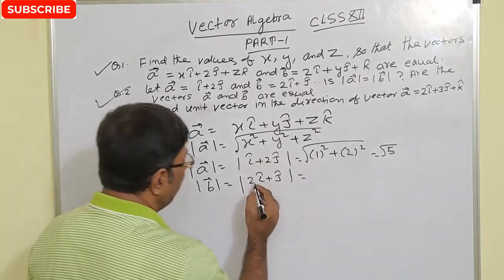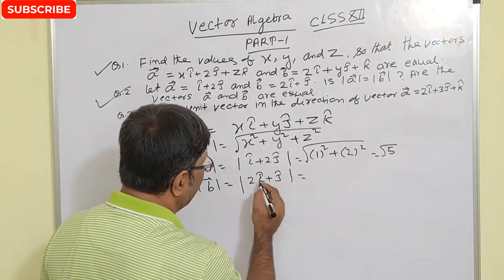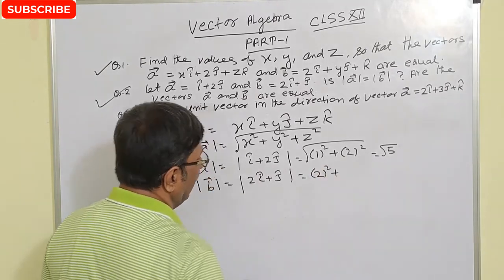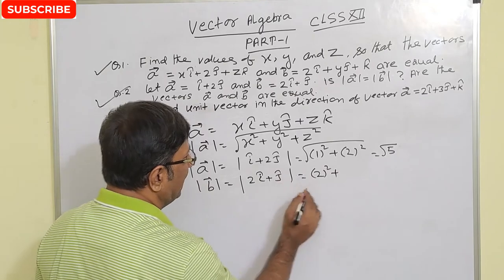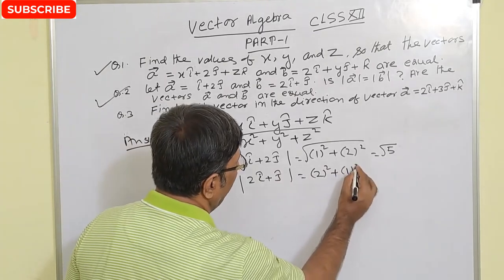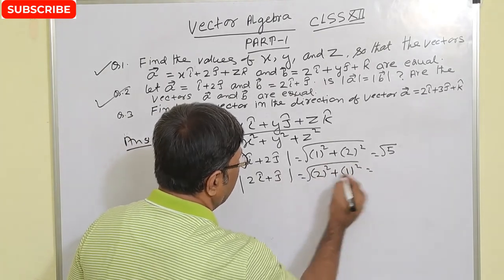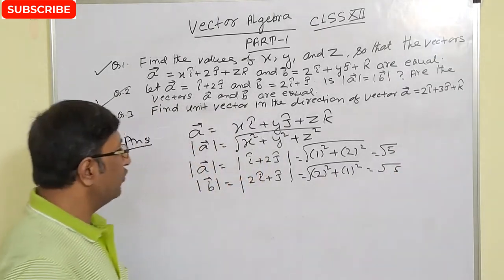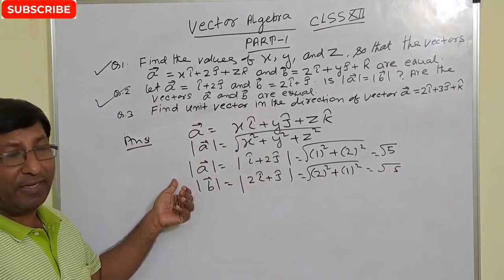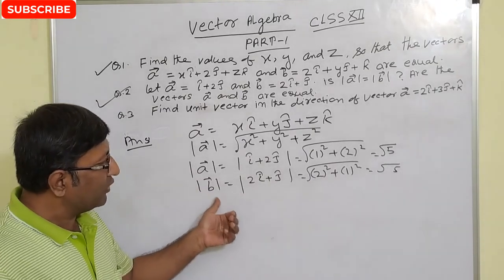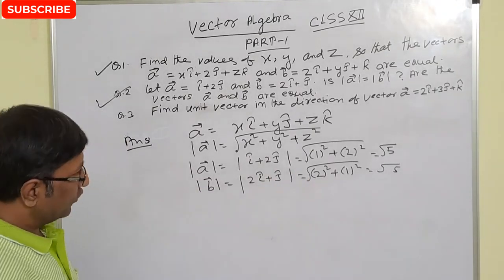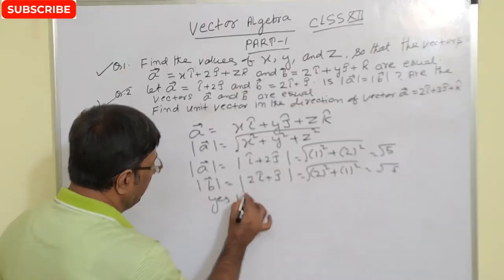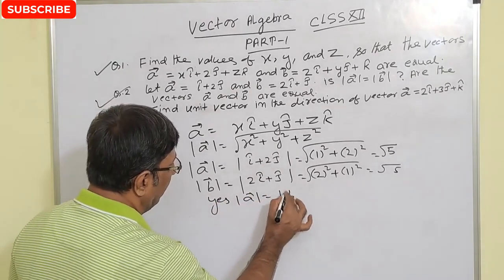So coefficient of unit vector i is what? 2. So this is 2 square. Similarly, coefficient of unit vector j is 1. So this is 1 square. Now this is root of 2 square plus 1, root 5. So what we get? Magnitude of vector A is just equal to magnitude of vector B.